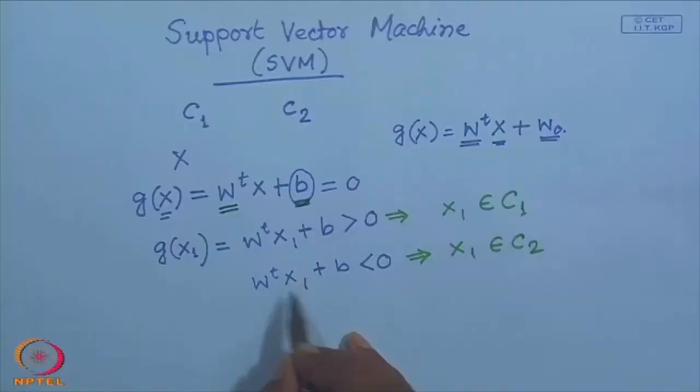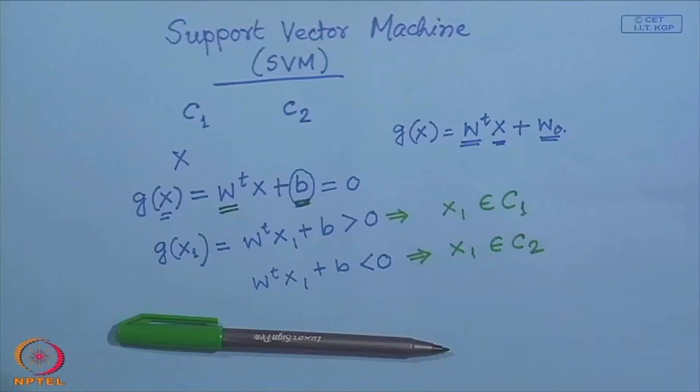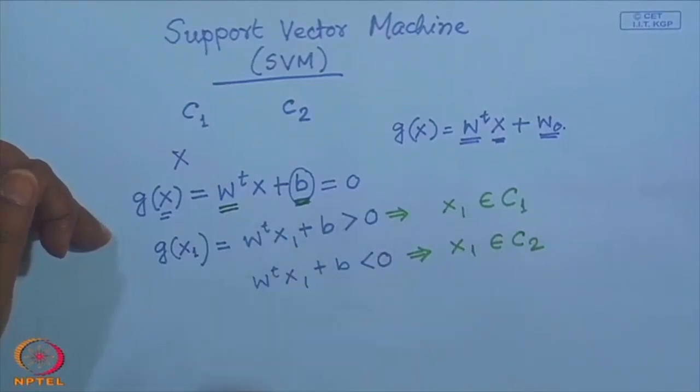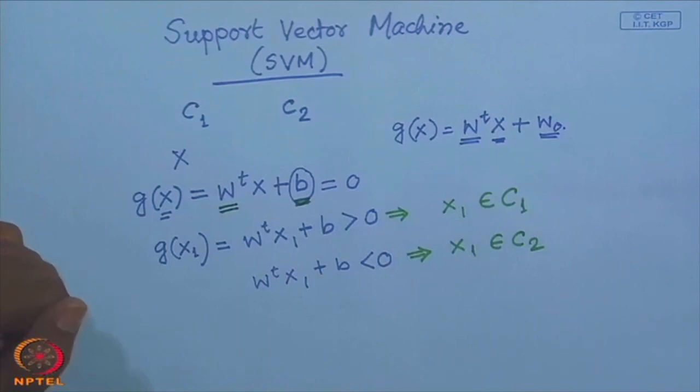Similarly, if I take a vector from class C2, we check whether W transpose x, where x is taken from class C2, is negative or not. If it is not negative, then again we modify W and B in such a way that that particular x is moved to the negative side of the hyperplane. So, this is what we have done in the case of the linear discriminator.